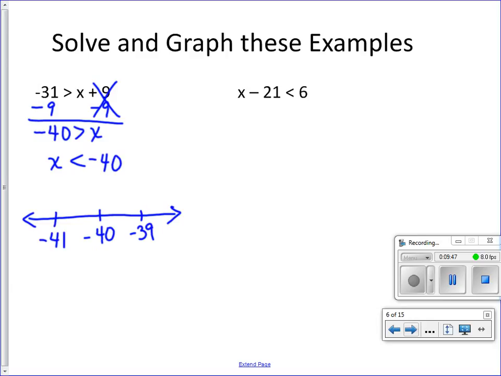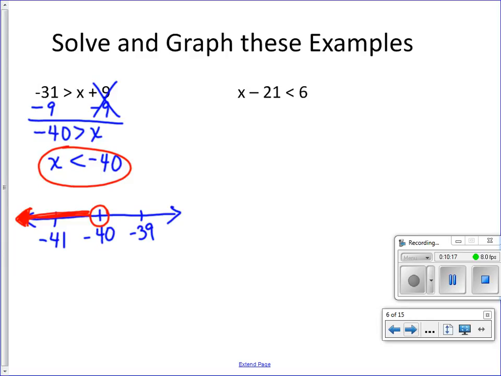Okay, when I go to graph this then, because it is less than and it is not equal to, I'm going to have a nice open circle at my negative 40. And it's all numbers less than that, so it's going to be everything in this direction, and we'll put an arrow to show that it continues going on. Okay? And here is my answer.